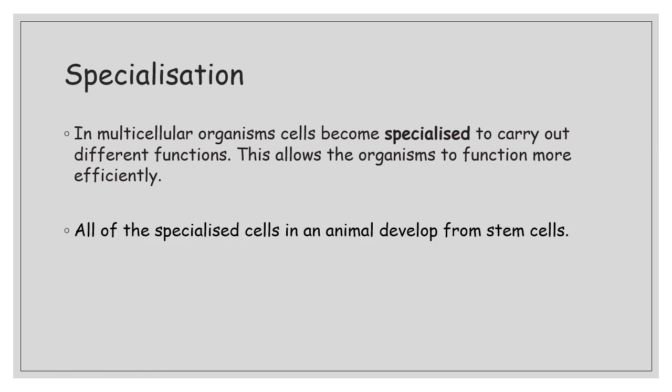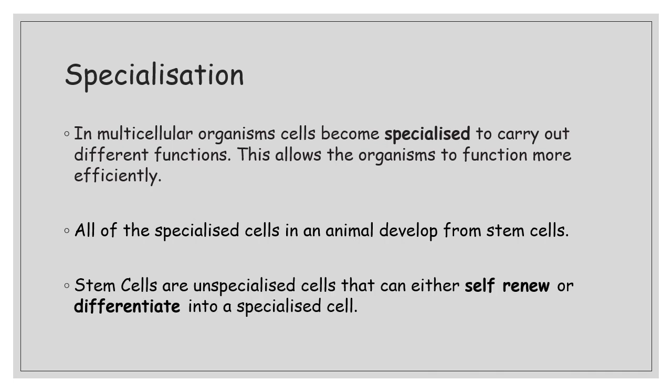Those specialized cells in animals develop from stem cells. And stem cells are unspecialized cells. So again, like those cells we saw in the process of mitosis, fairly ordinary. And they can do 2 things: self-renew through the process of mitosis, or differentiate into a specialised cell. So they can come from unspecialised into specialised through the process of differentiation.